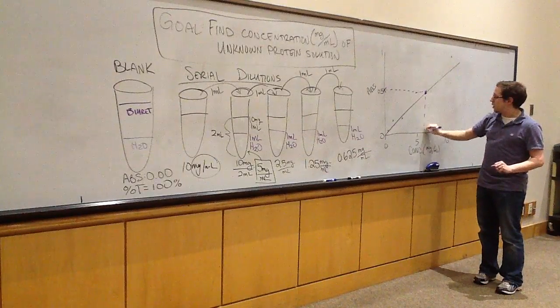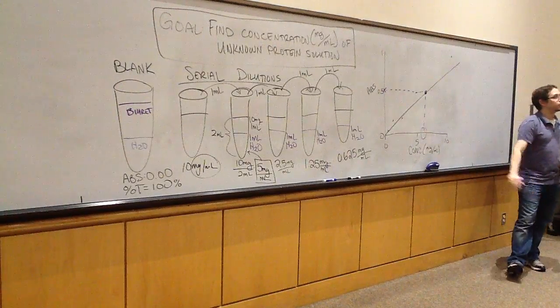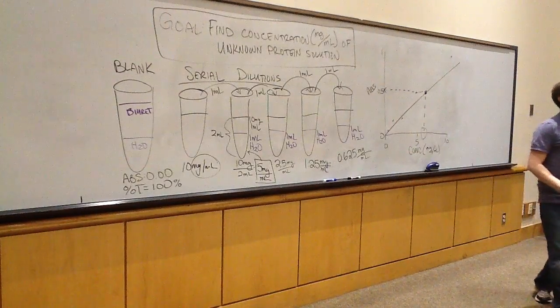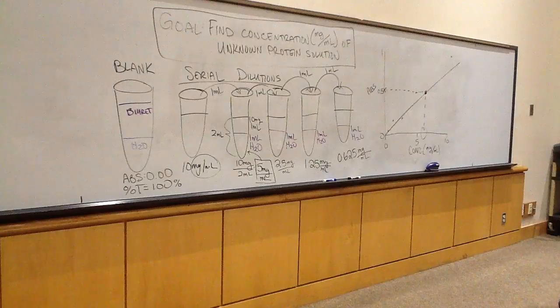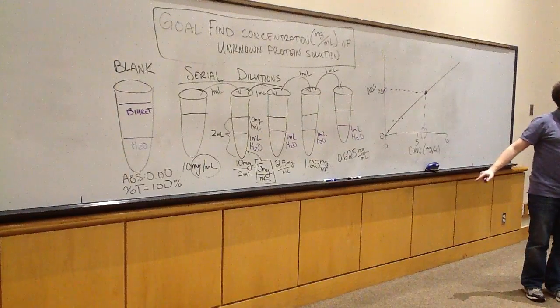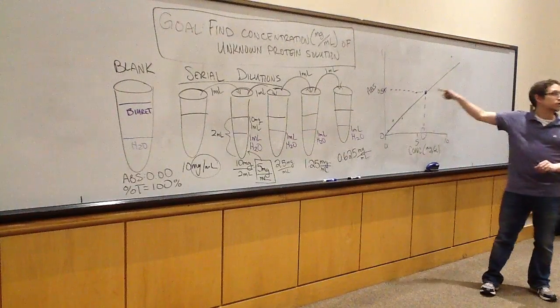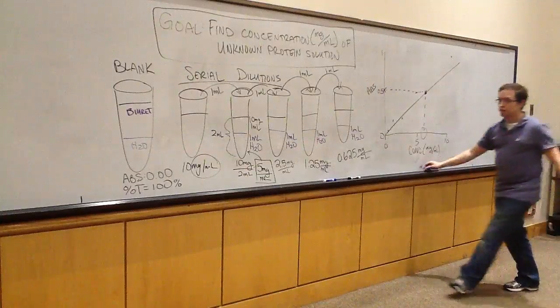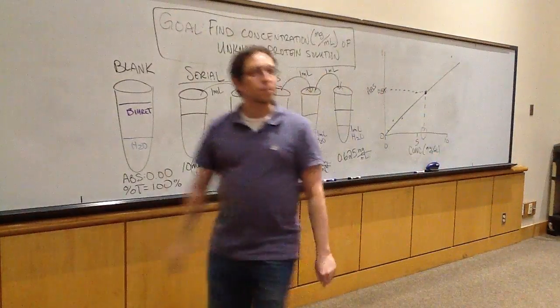And then you come down and you find out where that matches up on your concentration graph, or your concentration axis. And that tells you your approximate concentration of your unknown. So it's like reading a map old school. Okay? Any questions about that? All right. Let me go ahead and stop this real quick.